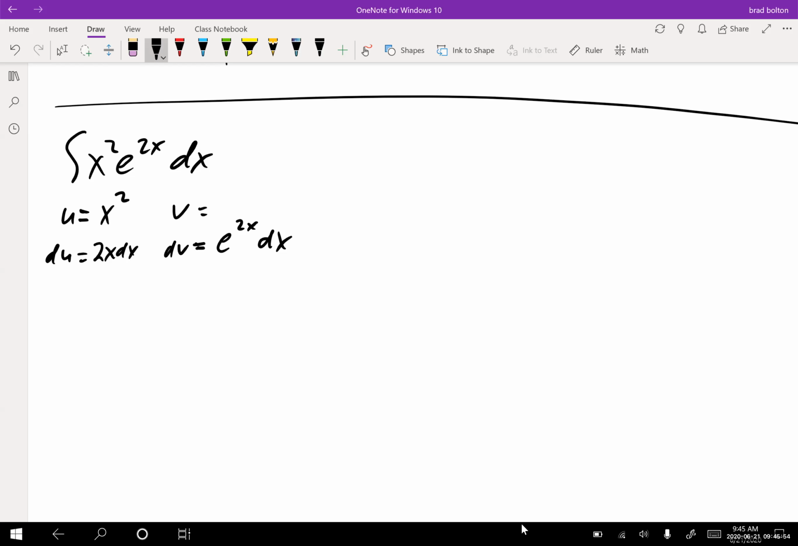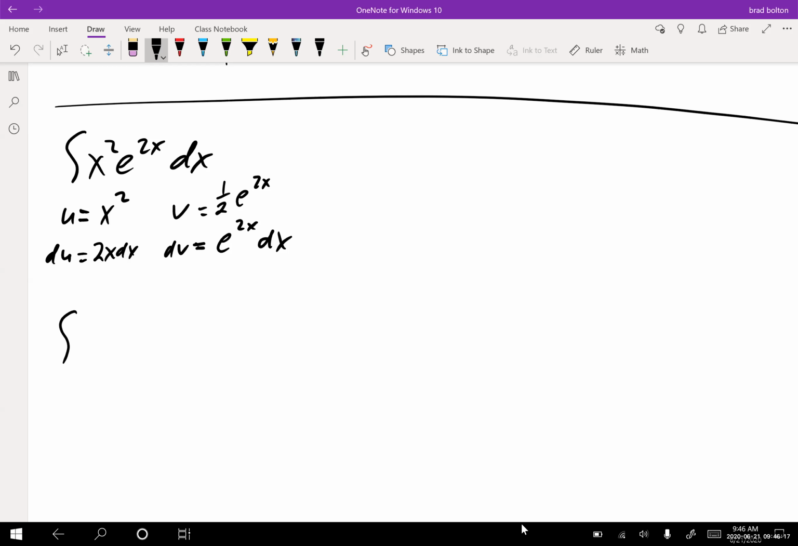And we know our integral of e to the 2x is going to end up being 1/2 e to the 2x, right? And you don't have to put the plus c up here because it'll come up through in the rest of the problem anyway. So we have our dv is e to the 2x, so then our v is going to be 1/2 e to the 2x. So we have everything we need.